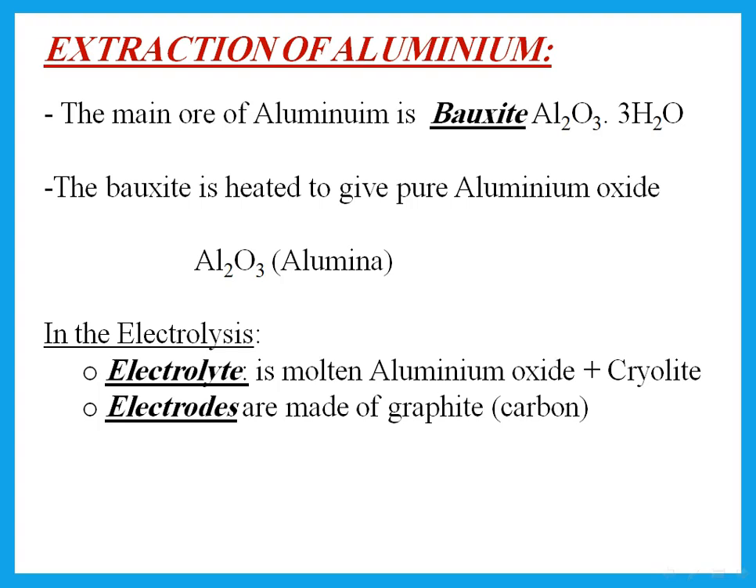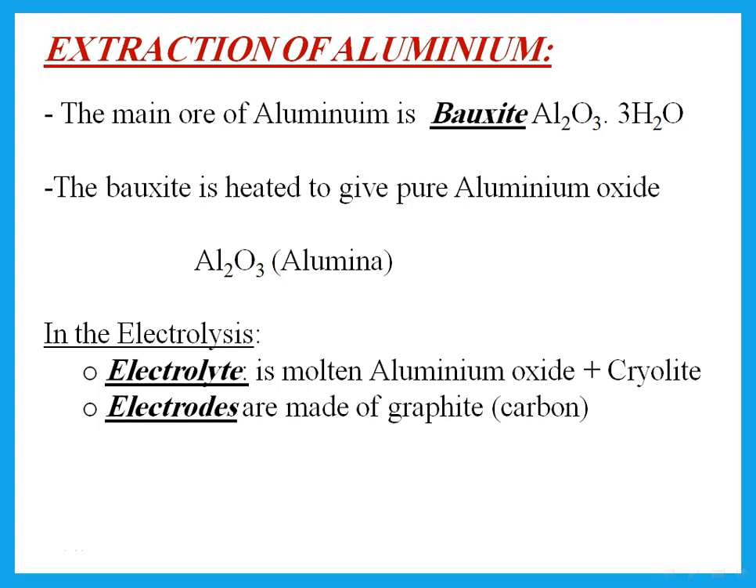So you should remember, how do we extract aluminium? We extract it from its ore. The ore of aluminium is bauxite. The method is electrolysis. Now, we need molten. Remember, in order to get the metal, I need molten, not solution, or I will get hydrogen instead of the metal.